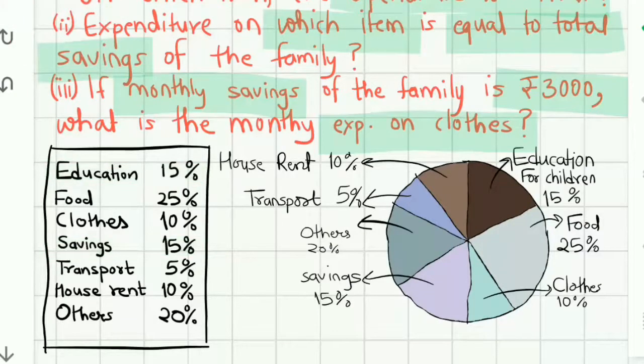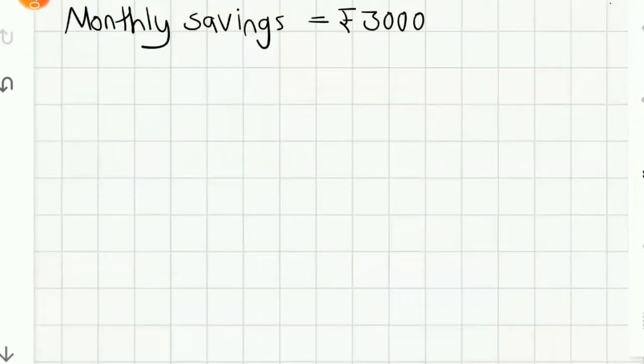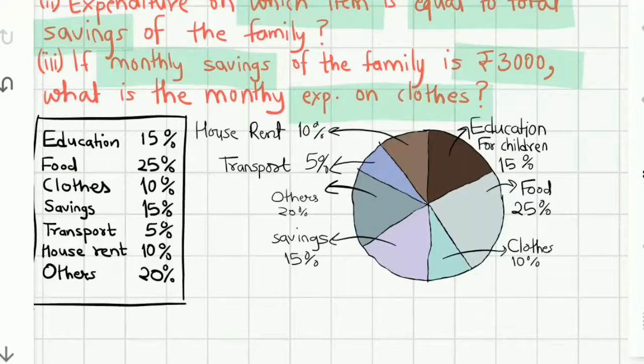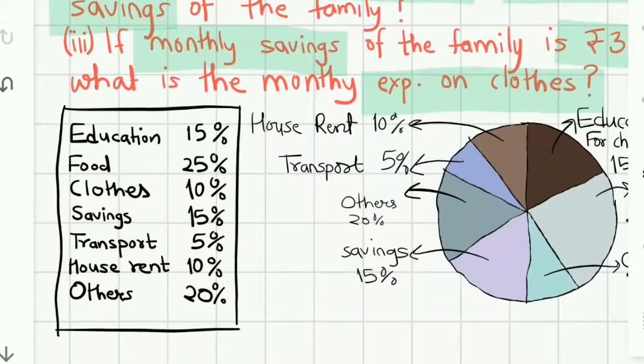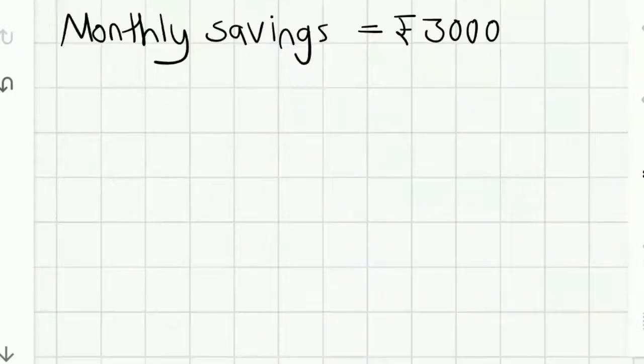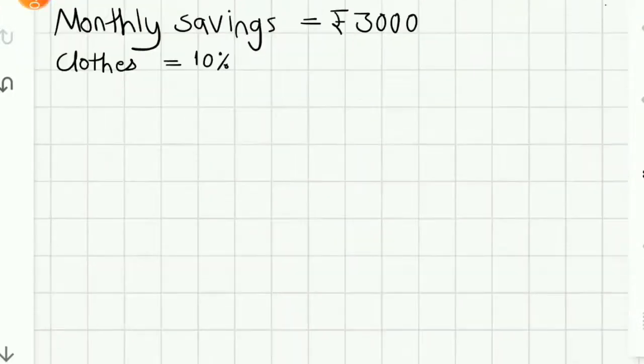Next question is, if monthly savings of the family is rupees 3000, then what is the monthly expenditure on the clothes? So it's given that monthly savings of the family is rupees 3000, and we have to find out expenditure on clothes. So clothes require 10% of the total salary. We'll write that down.